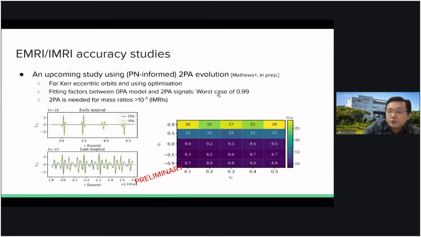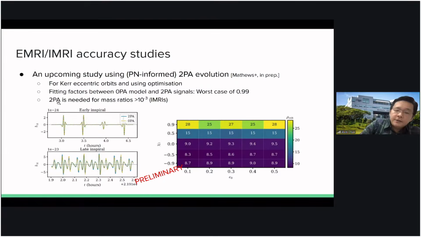So we have 2 main conclusions. The first is about the fitting factors. We looked at fitting factors between 0PA models, which are really the leading order models, and signals which are up to 2PA. And we find that the worst case you get is still a fitting factor of 0.99. And that's kind of surprising, right? What that says is that in your 0PA model space, there will be something that resembles a 2PA signal, even though 2PA evolution diverges very quickly from 0PA.